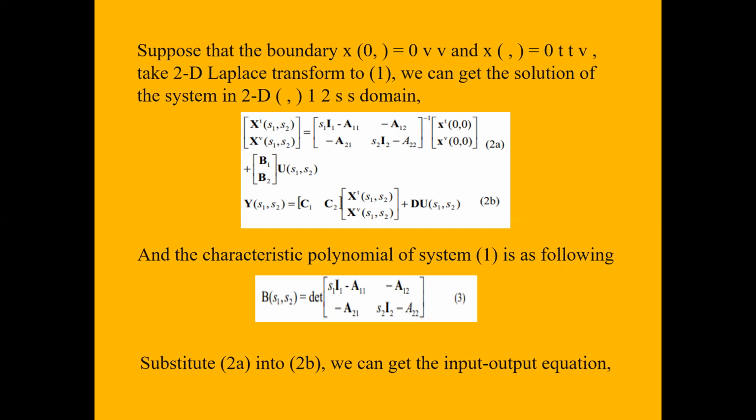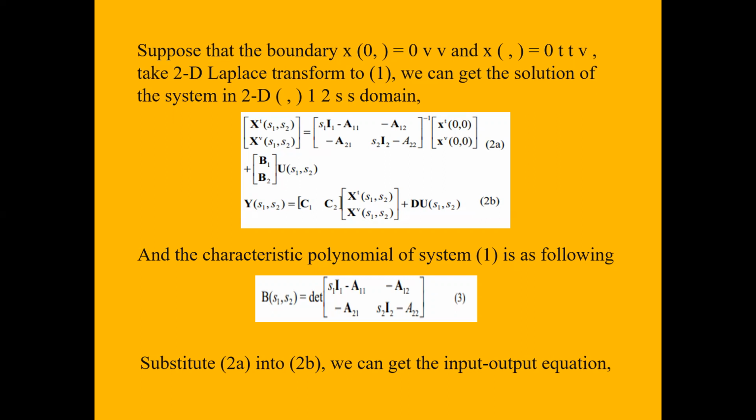Y of s1 comma s2 is equal to matrix c1 c2 whole matrix x to the power t of s1 comma s2, x to the power v of s1 comma s2 plus du of s1 comma s2, and the characteristic polynomial of the first equation is d of s1 comma s2 is equal to determinant of s1 i1 minus a11, minus a12, minus a21, s2 i2 minus a22.